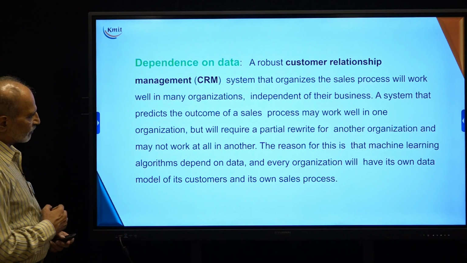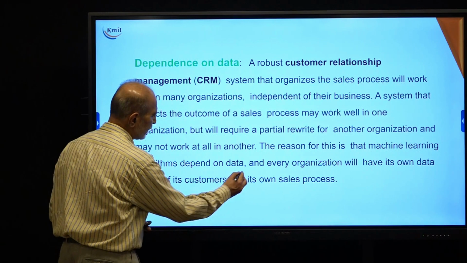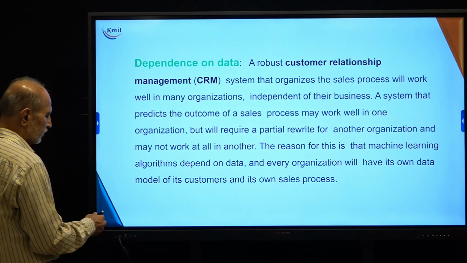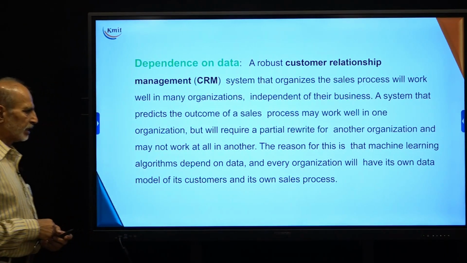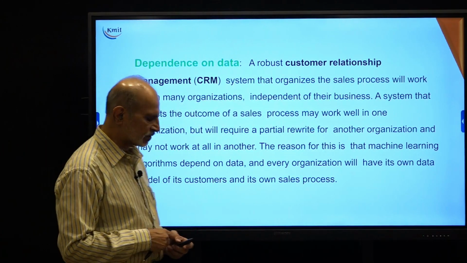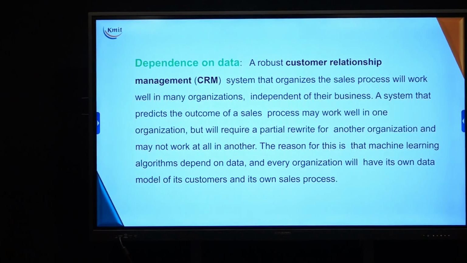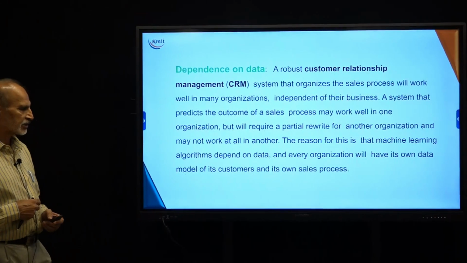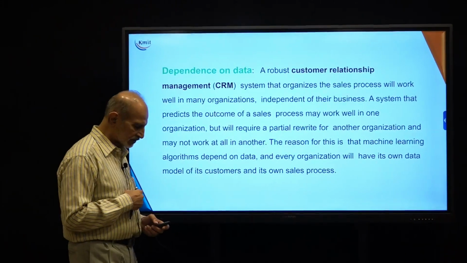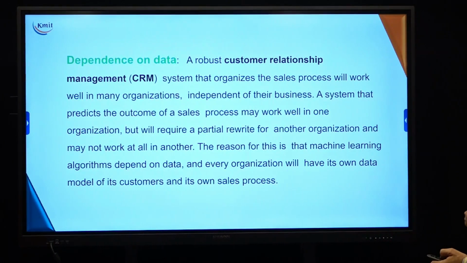So what is the reason? The reason is that machine learning algorithms depend upon a very important principle called data. I more or less depend upon the data, and every organization will have its own data model for its customers and its whole sales process. So different sales processes and different data sets are there, and the chances of failure arise because your data and your sales process or customer relationship management are not coherent, and that is one of the reasons for a data science project failure.